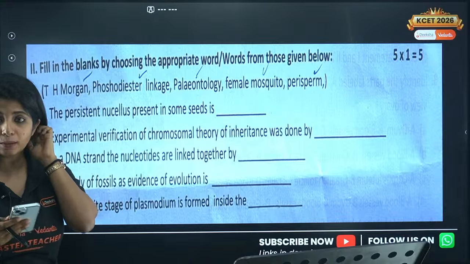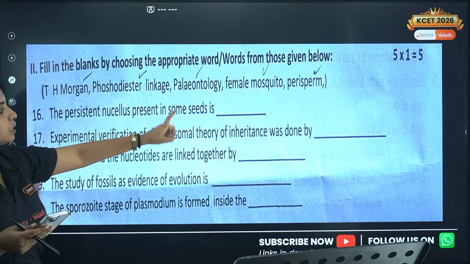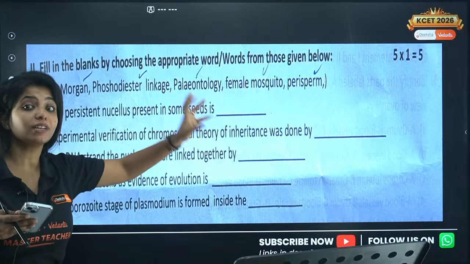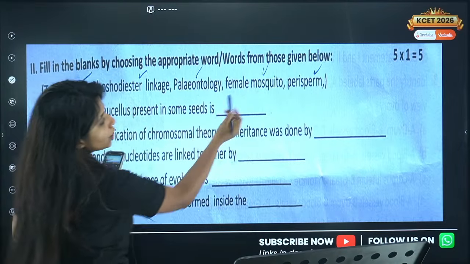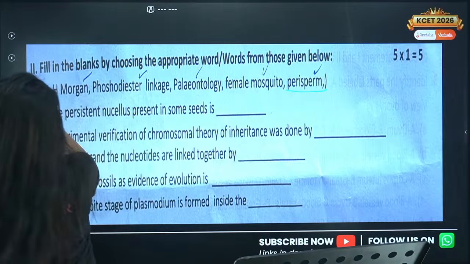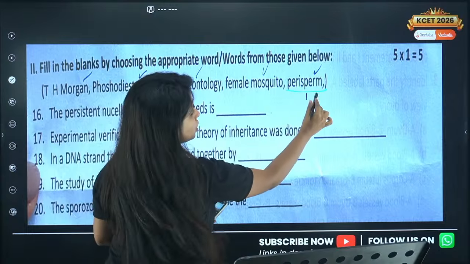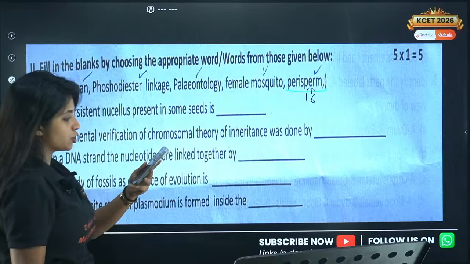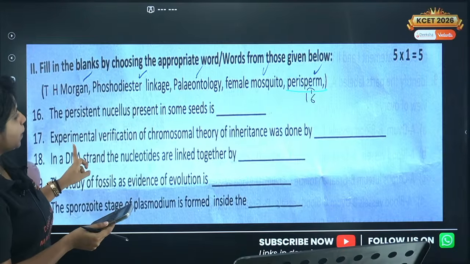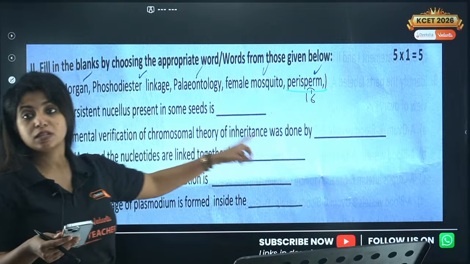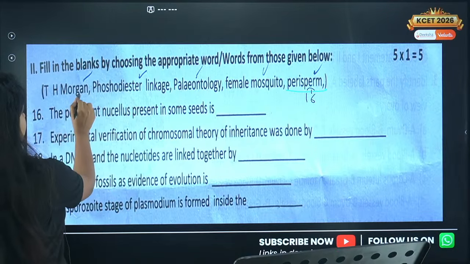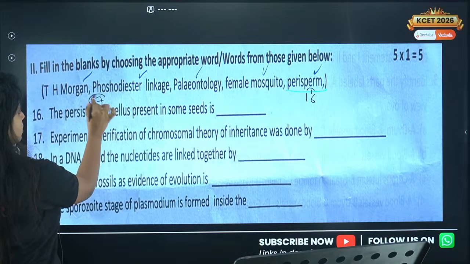Chalo. Now we have the fill in the blanks question. The persistent nucellus present in some seeds. I told you it's still there. It is there for the nourishment, and you call this as perisperm. So this would be the answer for your 16th question. Perisperm is the answer for the 16th question. Going ahead, next one. Experimental verification of chromosomal theory of inheritance was done by T.H. Morgan. So T.H. Morgan would be the 17th answer.